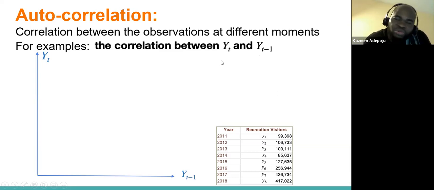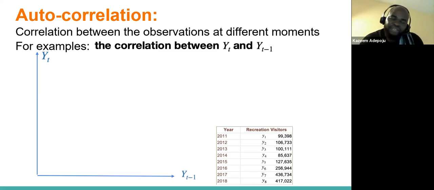So we want to look at the correlation between the current value and the lag. And when we plot that, we plot Y_t on the vertical axis and we plot the lag of that on the horizontal axis, because we want to measure the relationship between them.